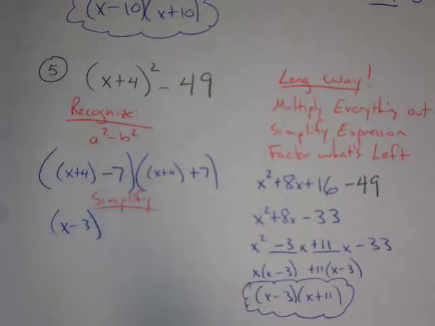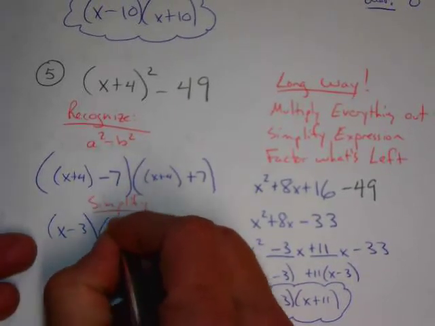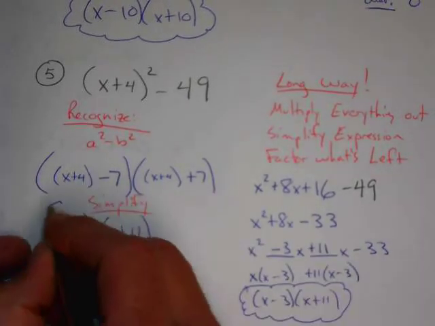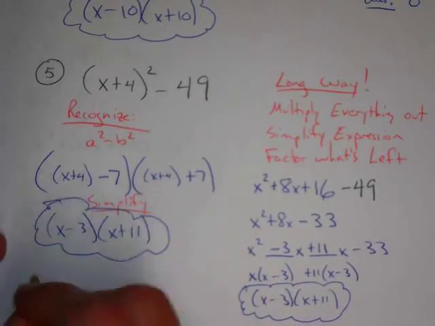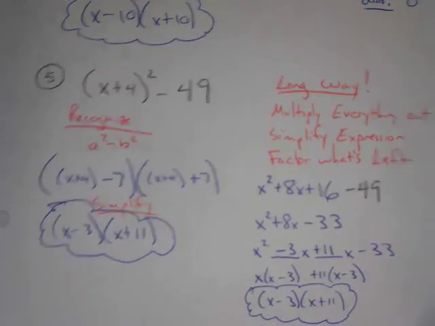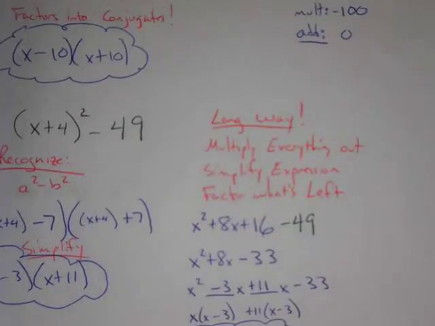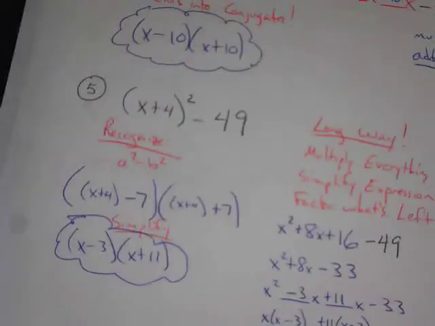And then we read this out loud. X plus 4 plus 7. We can do the plus 4 plus 7. It's x plus 11. And we're good that way. All right, so if you can recognize stuff, your life becomes easier. And that's just the point of this lesson. And there are some things that you can't avoid. Anyway, so we have that situation. Okay, so the long way: multiply everything out, simplify the expression, factor what's left. Totally, totally doable.